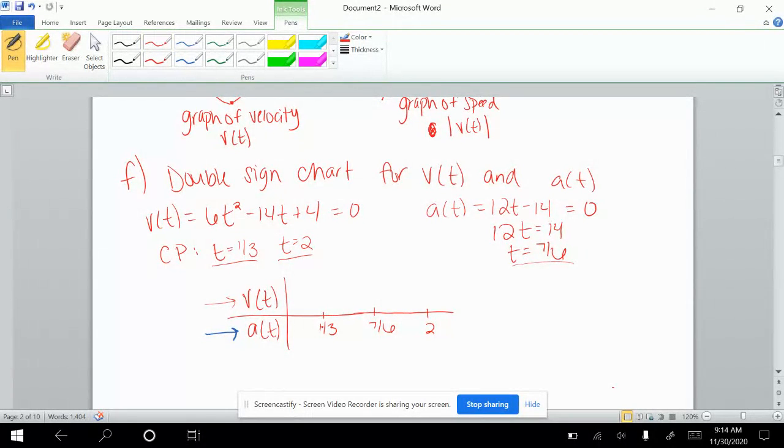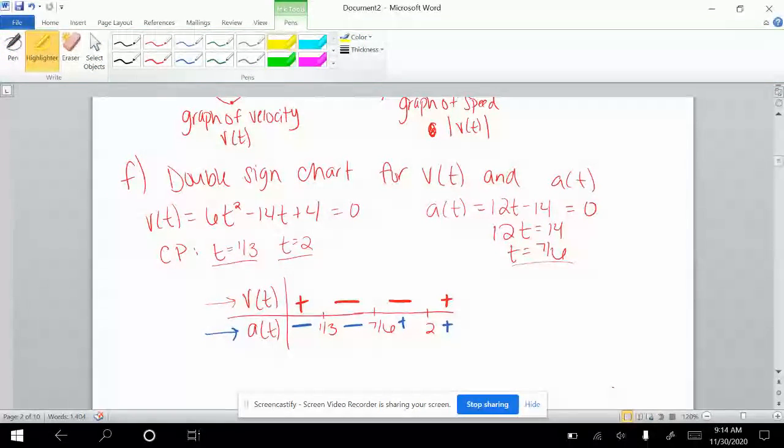So if I plug in something that's less than 1/3 to v of t, I get a positive. Between 1/3 and 7/6, I've already done this, so you get a negative number. Between 7/6 and 2, you get a negative number for velocity. And then 2 to infinity, we get a positive number. If we're dealing with a of t, so we're plugging it into this function over here, this 12t minus 14, if I plug in 0, I get negative 14, so that's negative. Same between 1/3 and 7/6, I also get a negative. Between 7/6 and 2, I get a positive number, and from 2 to infinity, I also get a positive number. So we're looking for when our signs are the same.